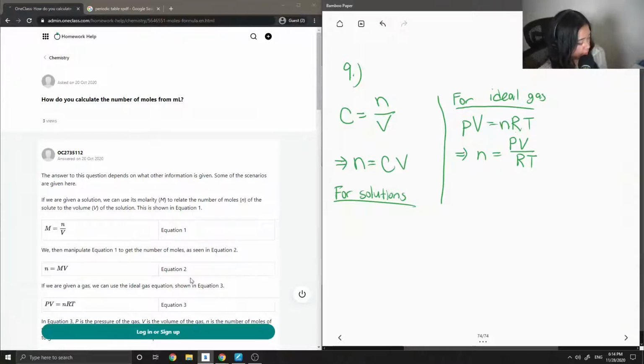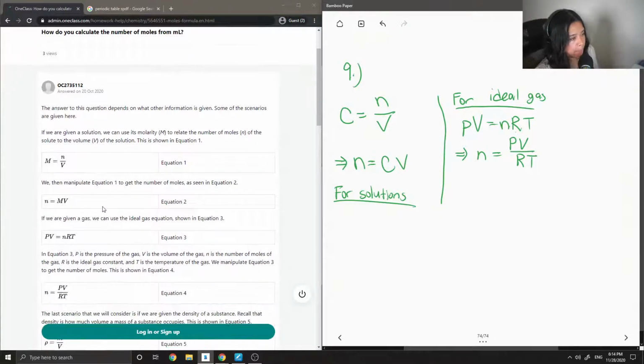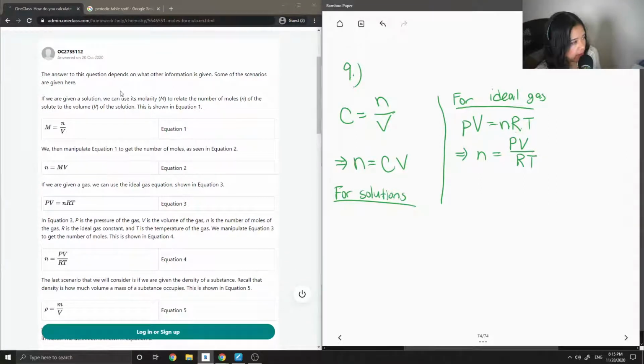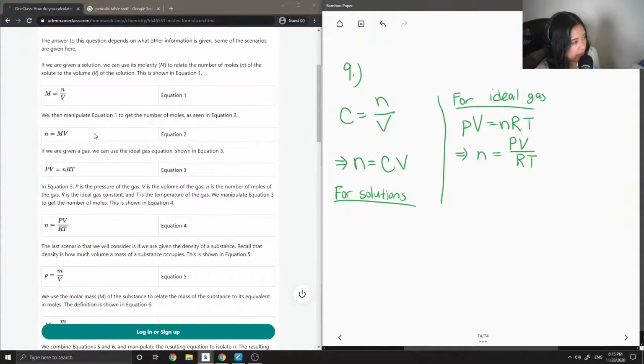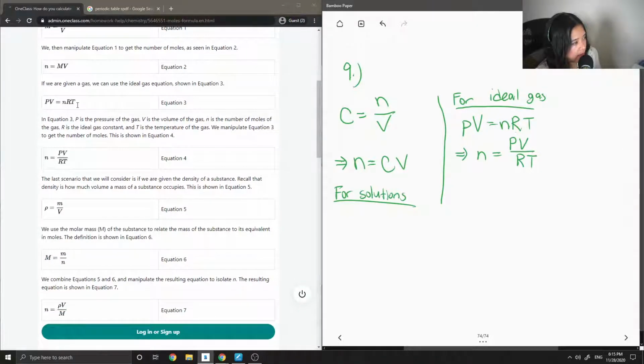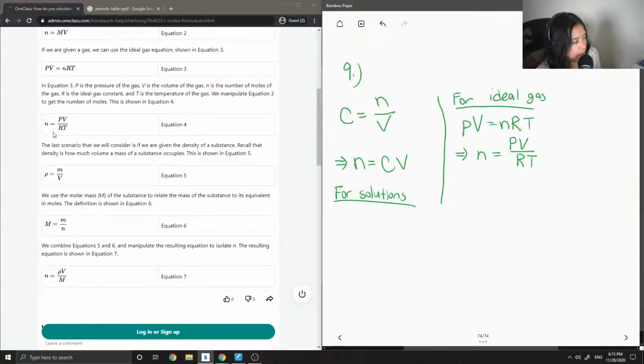But let's look at the junior tutor's answer. So the answer just depends on what information is given. If you're given a solution, we can use its molarity. I said concentration, but molarity is the same thing, to relate the number of moles of the solute to the volume of the solution. Number of moles is equal to concentration times volume. And they also have the ideal gas equation: number of moles is equal to PV over RT.